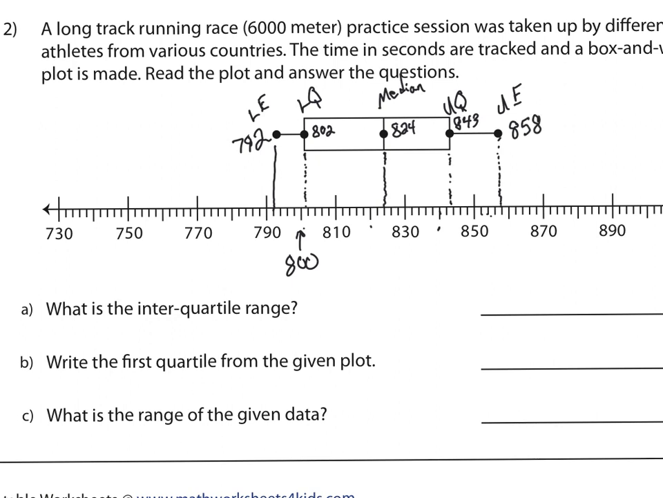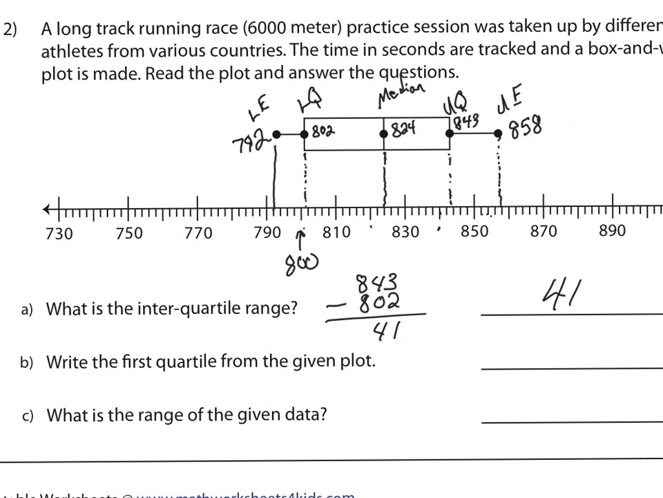858. Now they're asking us some different questions. Okay, what is the interquartile range? So that just means the distance from the lower quartile to the upper quartile. So anytime you talk about a range, we're talking about a subtraction problem. So we're going to take 843 and subtract 802, and that gives us 41. So the range between the lower quartile and the upper quartile is 41.